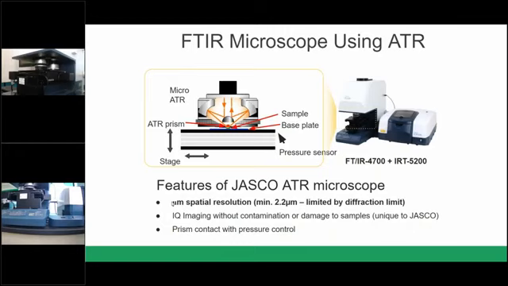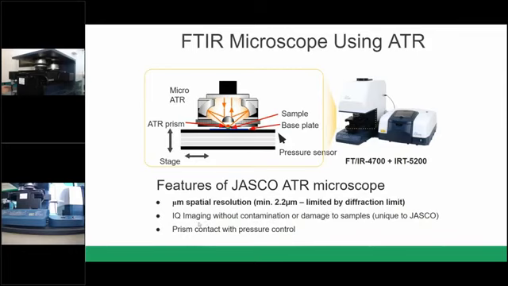the microscope. The objective lens is again a Cassegrain, and these Cassegrains have the same primary and secondary mirrors, but the difference is when the IR beam is reflected from the secondary mirror and goes to the sample, actually it goes to an ATR crystal. For this measurement, the ATR crystal needs to be in contact with the sample. The spatial resolution for this ATR objective is 2.2, and of course is limited by the diffraction limit.